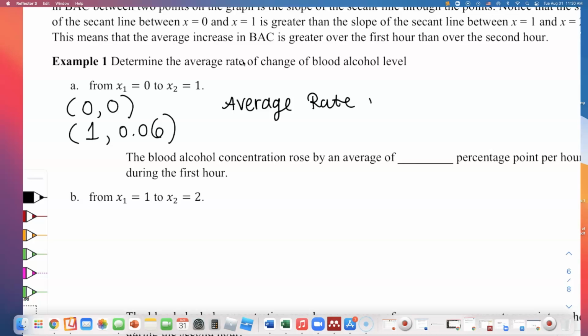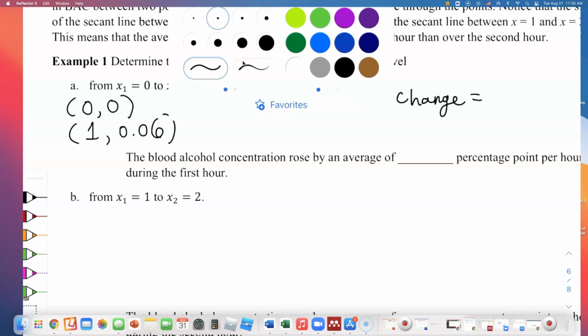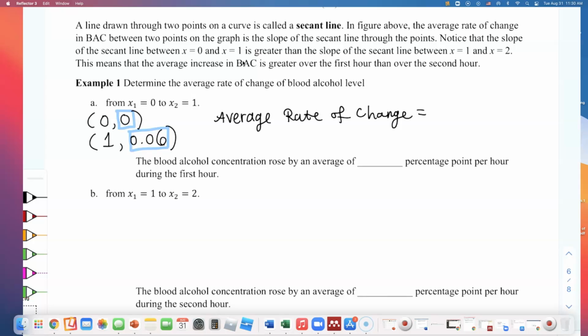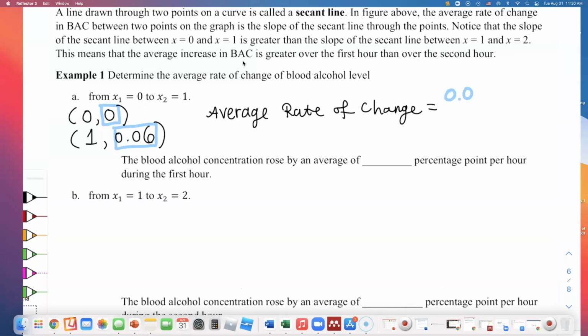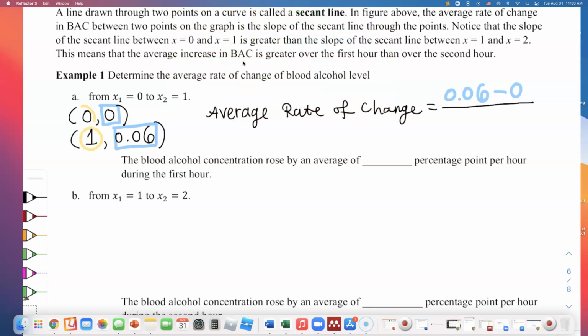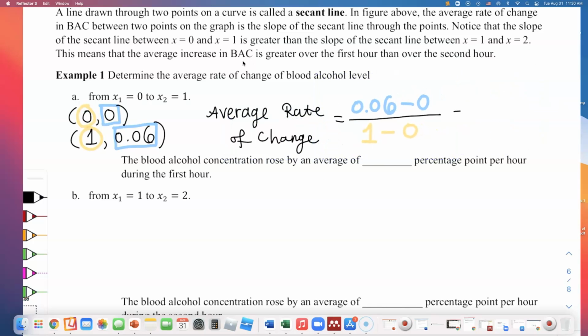is equal to, you have to subtract the y values on top, the output values. So I'm going to do 0.06 minus 0 on top of the fraction. How about the denominator? We're dividing this by the change in x's. 1 minus 0. Now, if you simplify this fraction, what's that going to be?